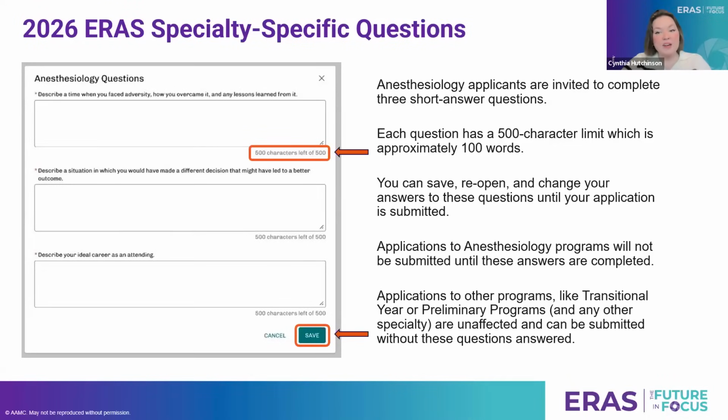If you are cross-applying to other specialties, such as general surgery, the other specialty programs will not see these questions or your responses. The responses to each of these questions are limited to 500 characters or approximately 100 words. The questions are featured in the 2026 MyAris applicant worksheet, which we will drop a link to in the chat now. The worksheet is a great place to draft your responses before entering and saving them in your application.